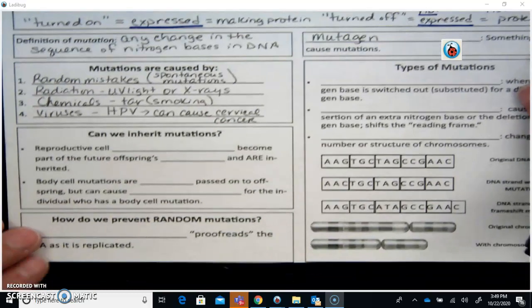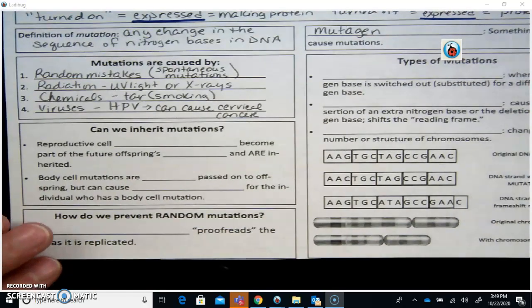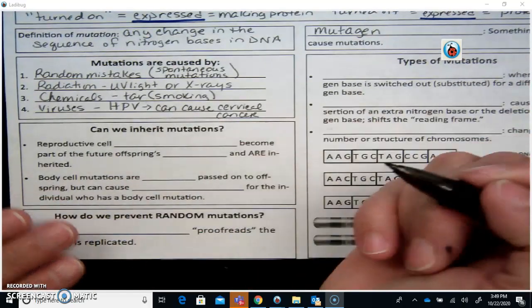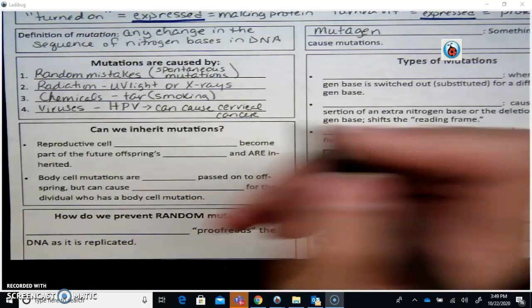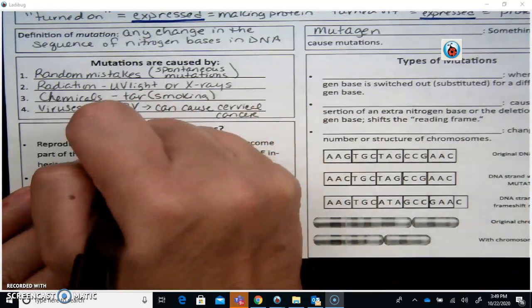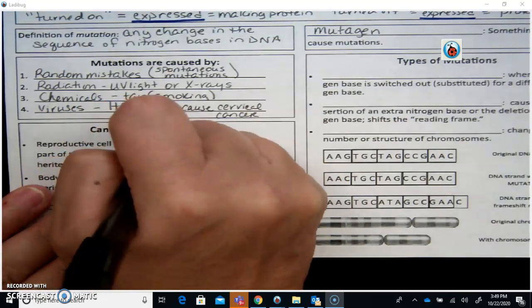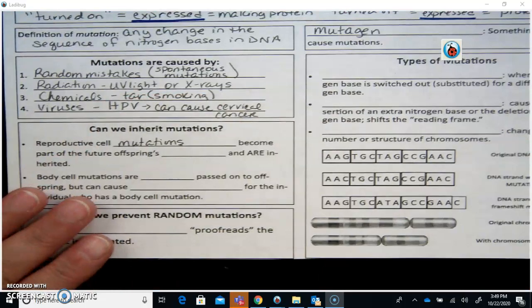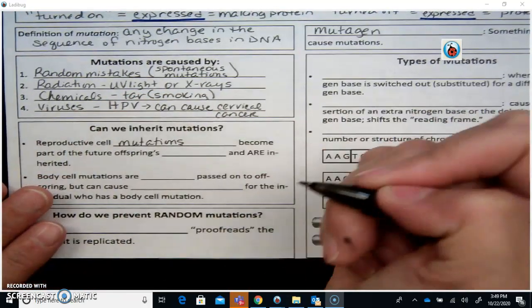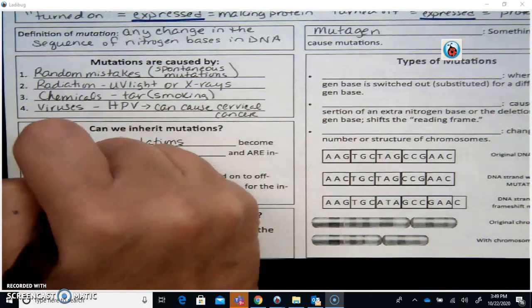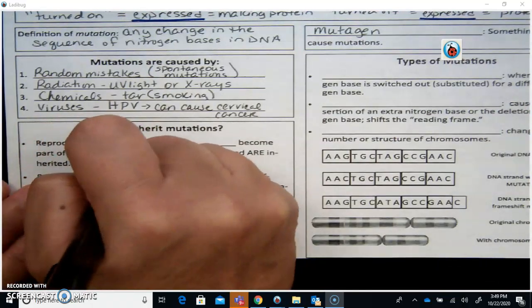Can we inherit mutations? Yes, absolutely. So reproductive cells, these are your gametes. These are your egg and your sperm cells. So reproductive cell mutations. Now, the fancy way to say that is germ cell mutations. Germ cells are egg and sperm. So sometimes these are called germ cell mutations.